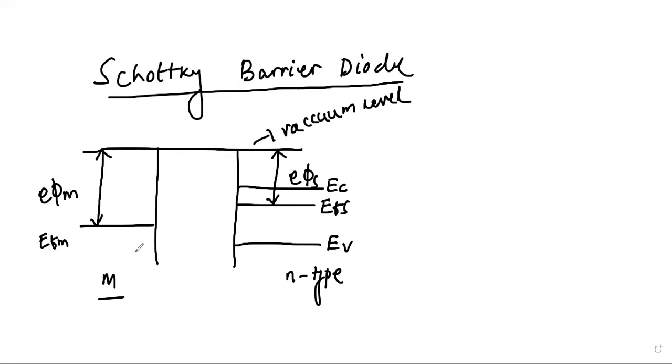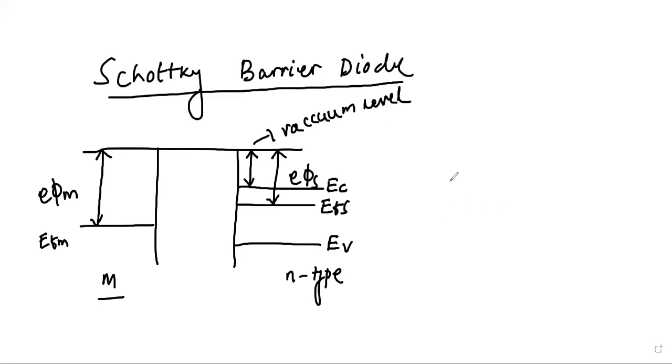A few more variables: for example, what is electron affinity? We define electron affinity as this energy gap you can see right now. It gives the amount of energy required to remove an electron from the minimum value of the conduction band, or the bottom of the conduction band, to outside, which is the vacuum level. That way we can say this is the electron affinity.